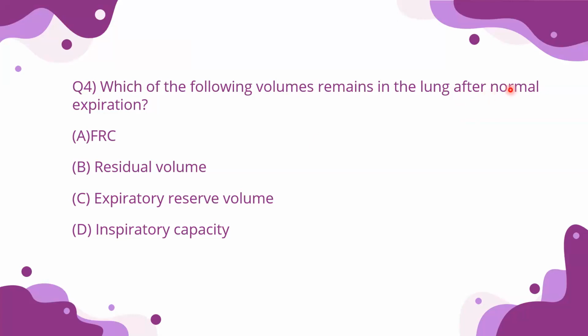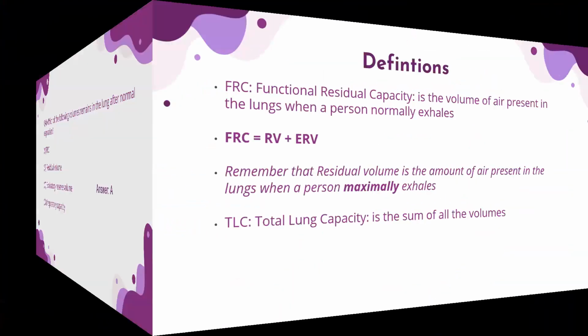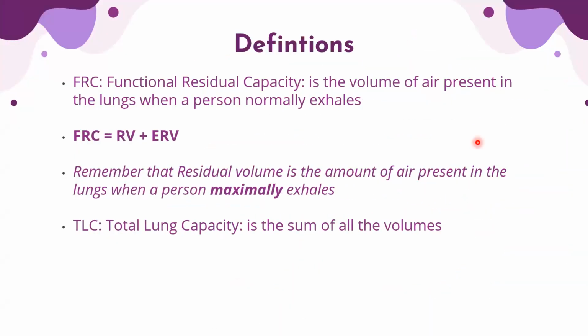So the key word here is normal expiration or normal exhalation, not maximal. It's normal exhalation. This person is at rest. They're breathing normally, so they're doing tidal volume. Breathing normally means what is going to remain inside the lung? FRC, functional residual capacity. The answer is A. Functional residual capacity is the volume of air present in the lungs when a person normally exhales.